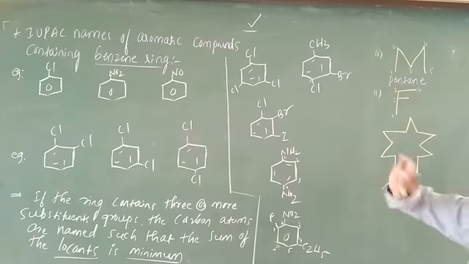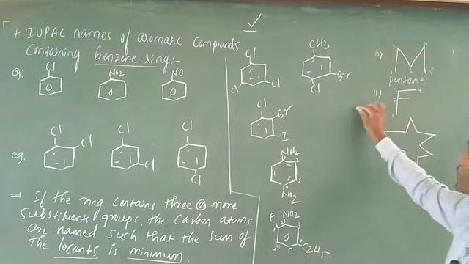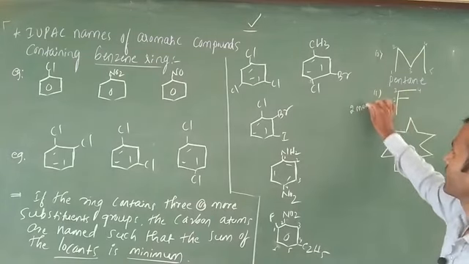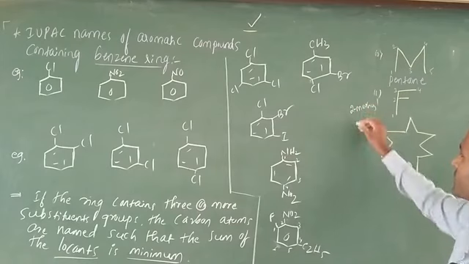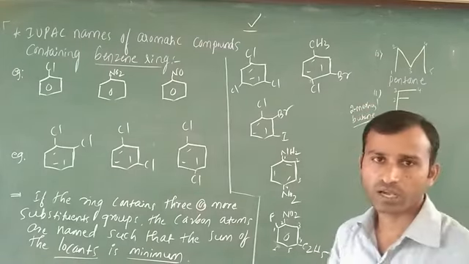Totally how many carbons are there? 4 carbon. 2-methyl butane. What is the name of this one? 2-methyl. You have to write a hyphen. Okay, 2-methyl. How many carbons are there? 4 carbon. 2-methyl butane is the IUPAC nomenclature.